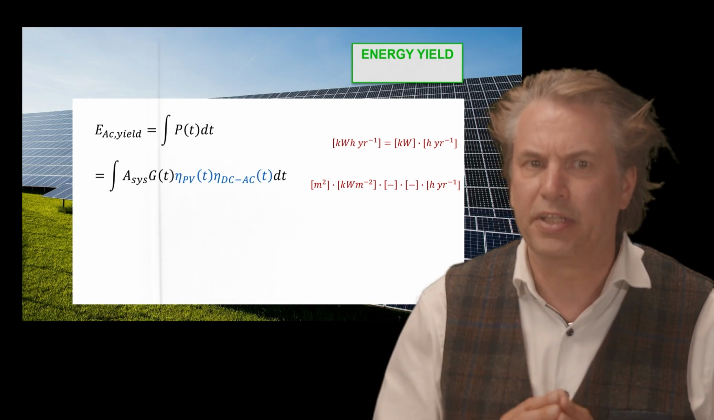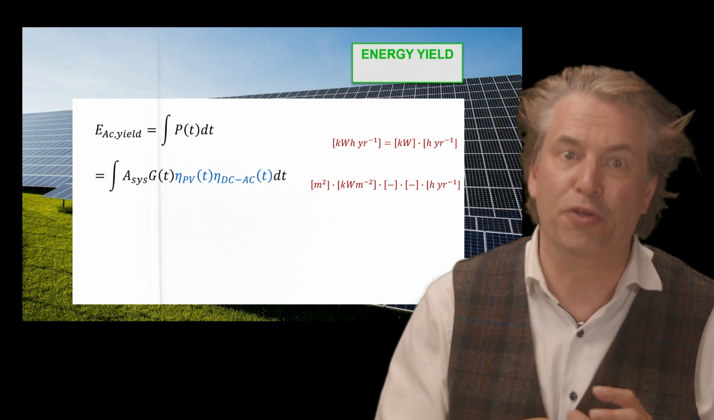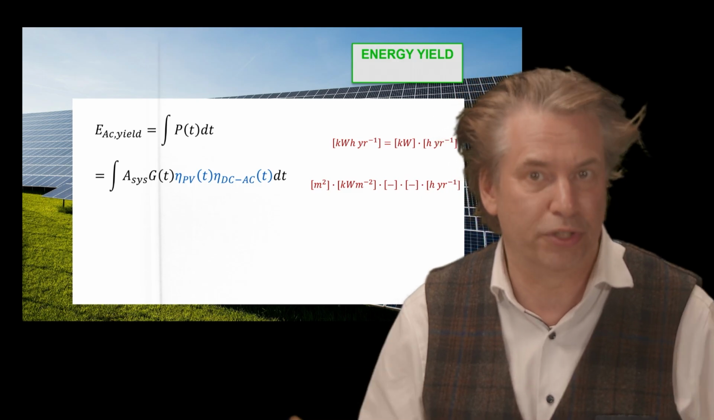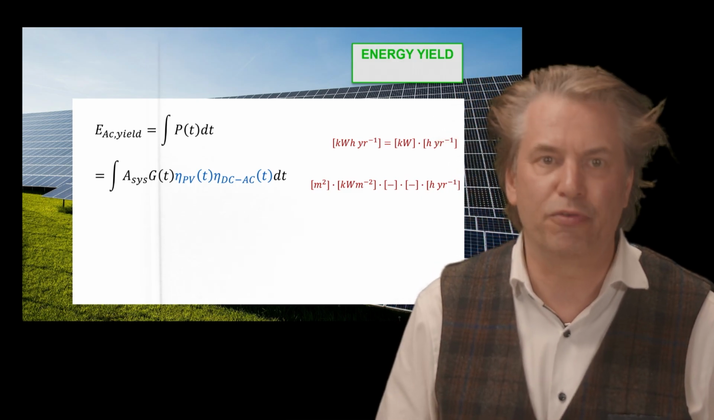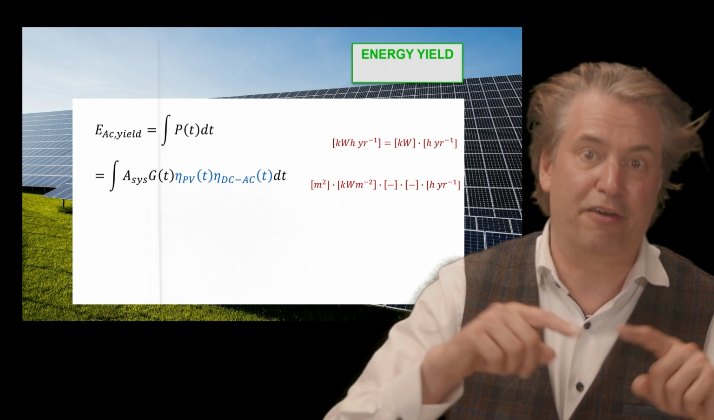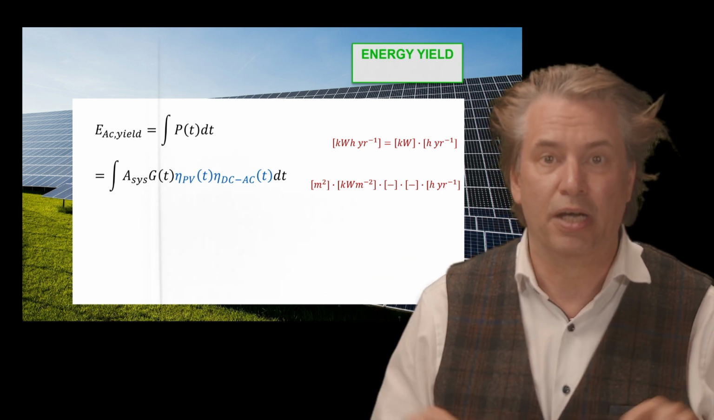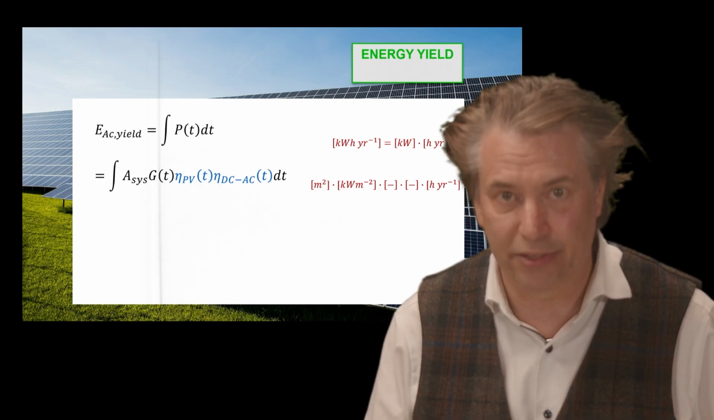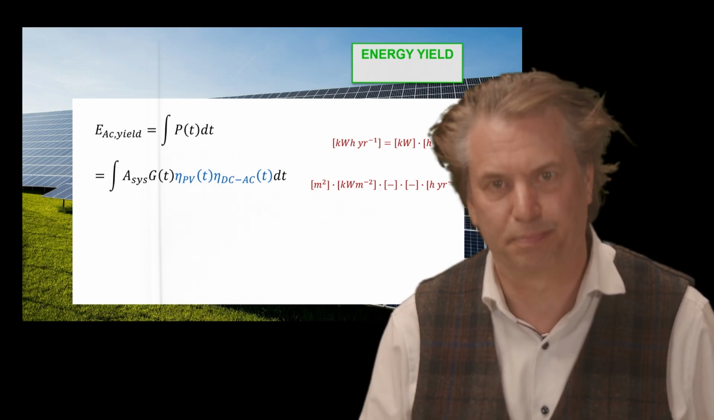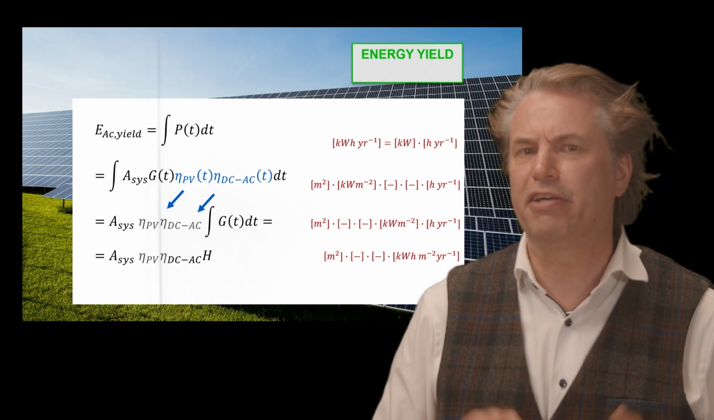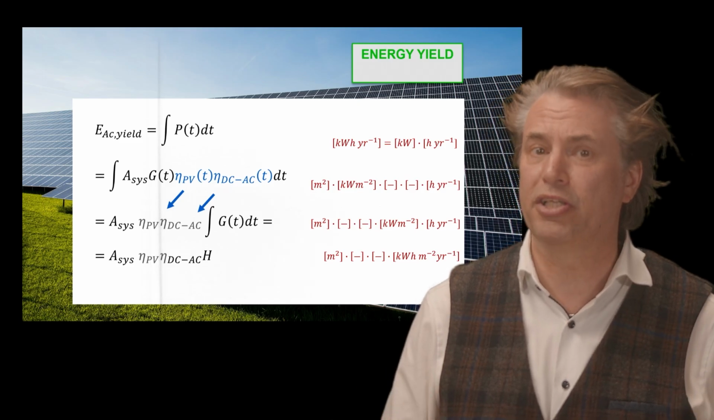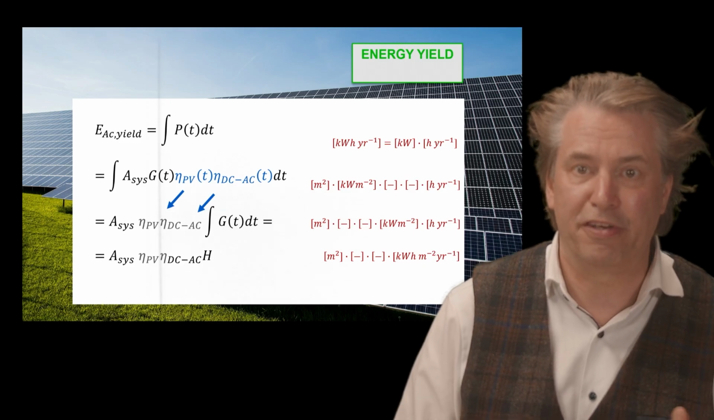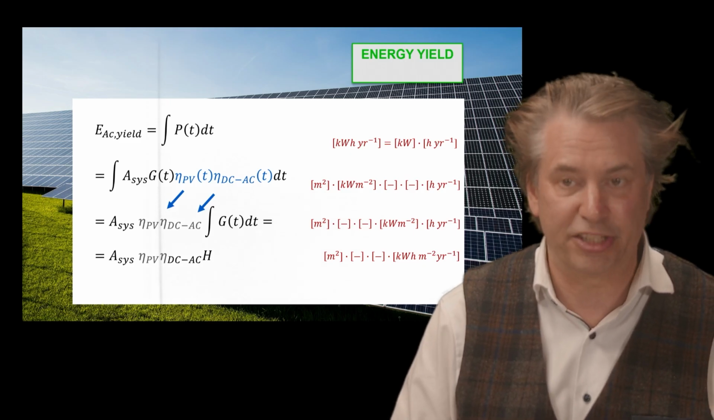The yield is then the integration of the power output over the time period of interest, like a full year, where the power output is equal to the multiplication of the area of the PV system, the module and the inverter efficiencies, and the irradiance G. In this simplified picture, the efficiencies are considered to be constant and the yield can be simplified as the multiplication of the area, the efficiencies and the annual irradiation.